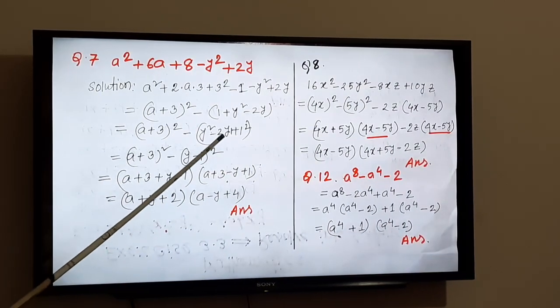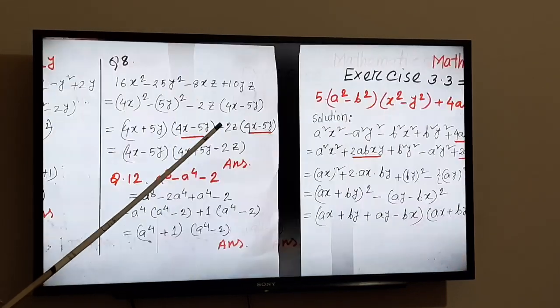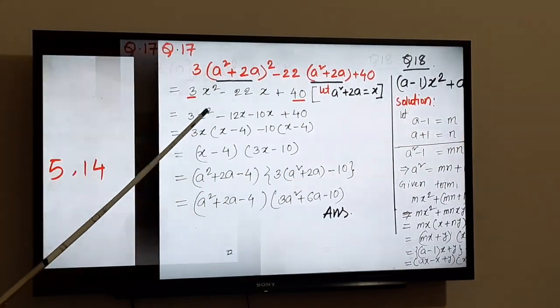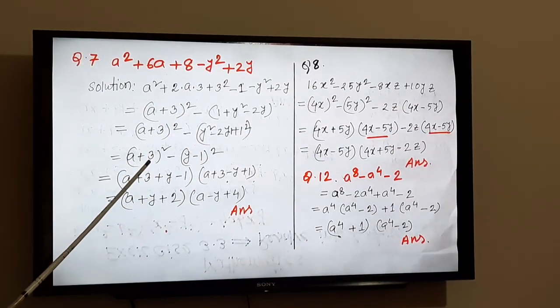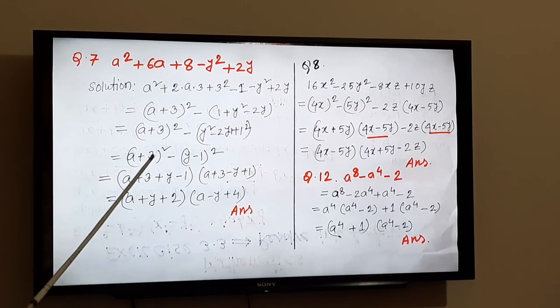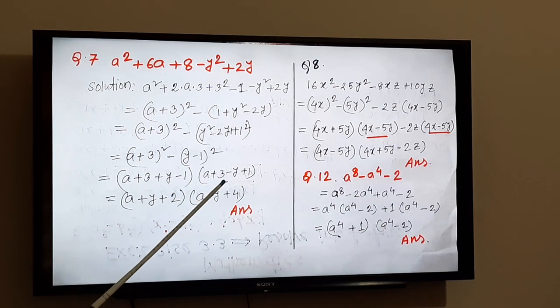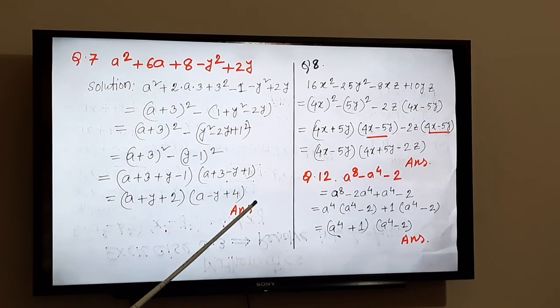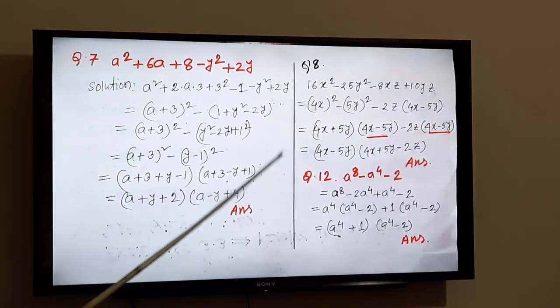So we can apply a square minus b square, a plus b into a minus b. Here a is a plus 3, b is y minus 1, and this is a minus b. This is our answer. Okay. Another question, question number 8.